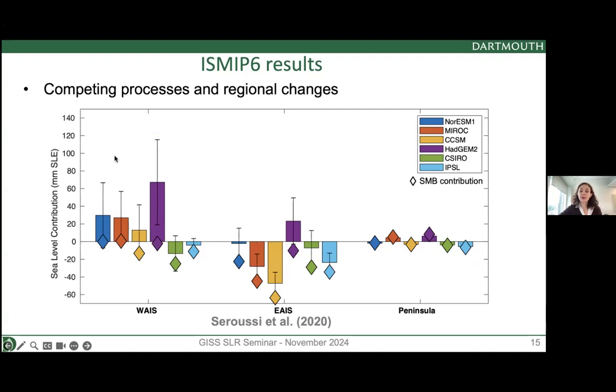So here, these are exactly the same results, focusing just on the average change and the uncertainty around those. These bar graphs show the contribution to sea level rise for the West Antarctic ice sheet, East Antarctic ice sheet, and the peninsula. These are the mean results, as well as the bars showing the range of results, standard deviation. On top of that, we can look also at these diamond plots that show the surface mass balance contribution. And these results are all subtracting the control experiment with constant climate conditions.